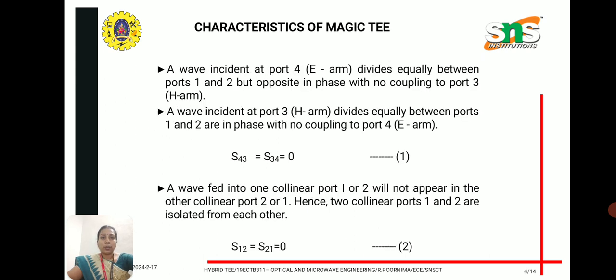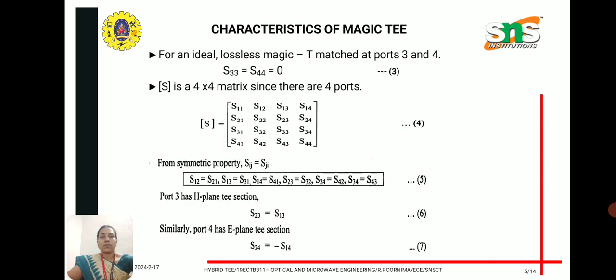Another important property is that a wave incident at port 4 divides equally between 1 and 2 but has no coupling to port 3. So between ports 4 and 3 there is no coupling. A wave incident at port 3 divides equally between 1 and 2 in phase, with no coupling to port 4. Similarly, between the remaining ports, port 1 and port 2, there is no coupling. So we can apply all these properties.